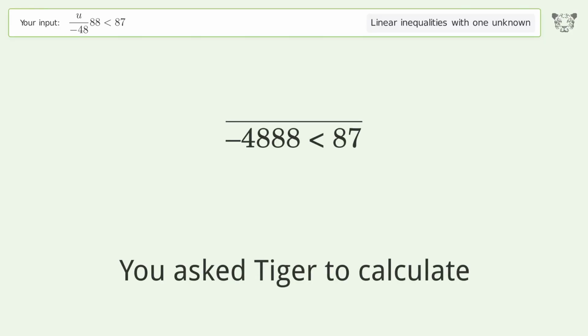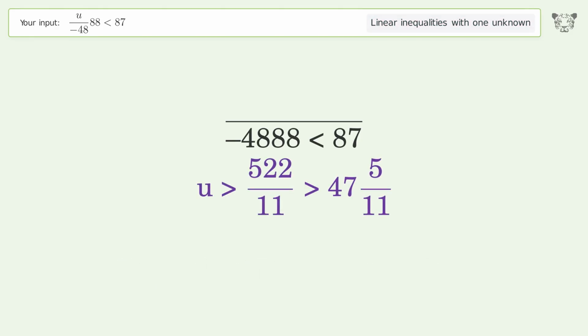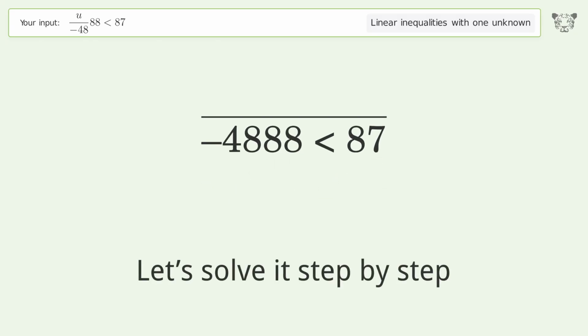You ask Tiger to calculate. This deals with linear inequalities with one unknown. The final result is u greater than negative 522 over 11 greater than negative 475 over 11. Let's solve it step by step.